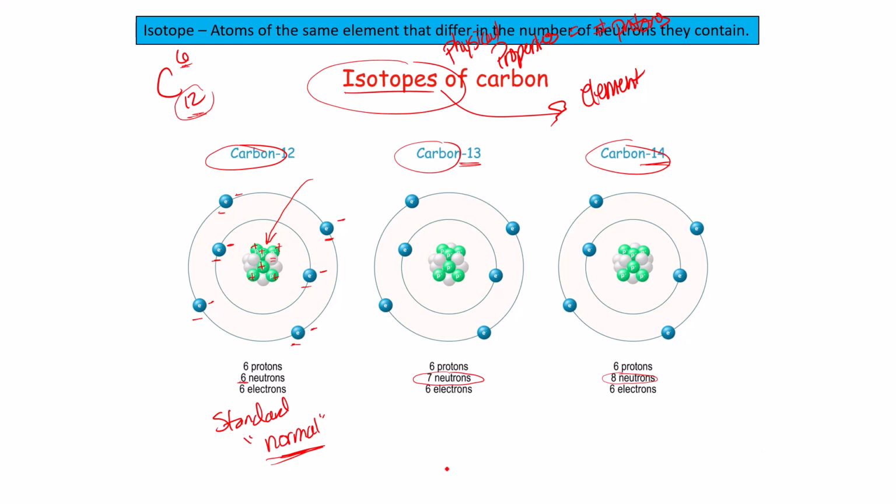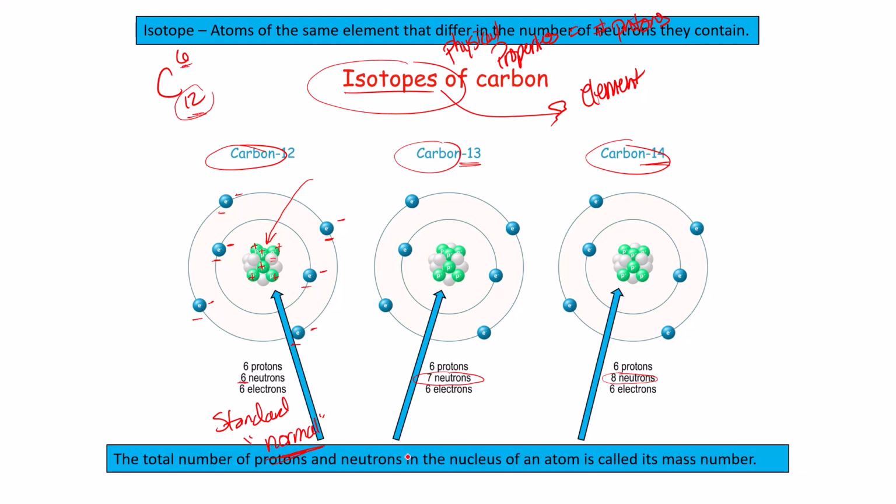It is important to note that, by definition, isotopes are atoms of the same element that differ in the number of neutrons they contain, and it's important to note that the total number of protons and neutrons in the nucleus of an atom is called its mass number, and it's really important to note that isotopes are radioactive.